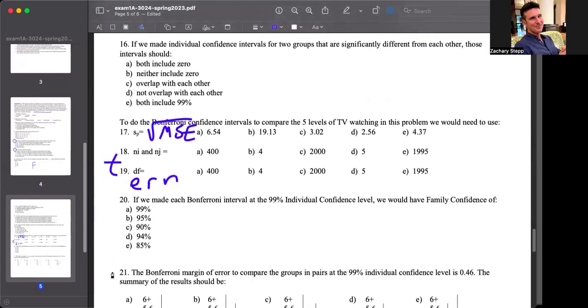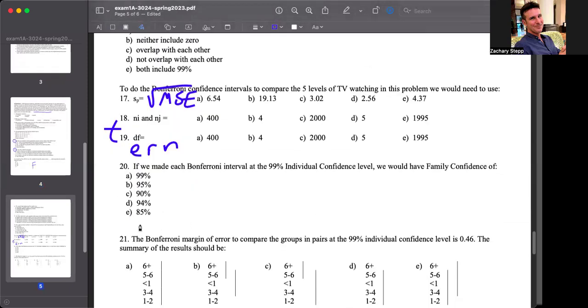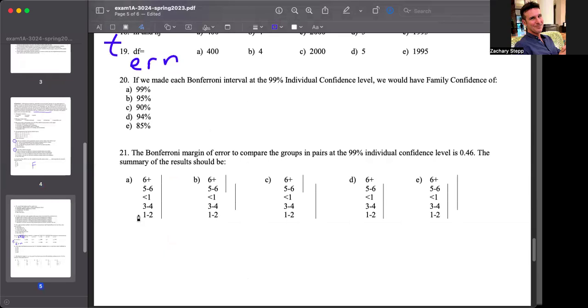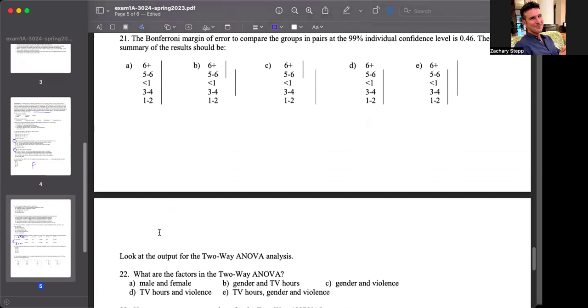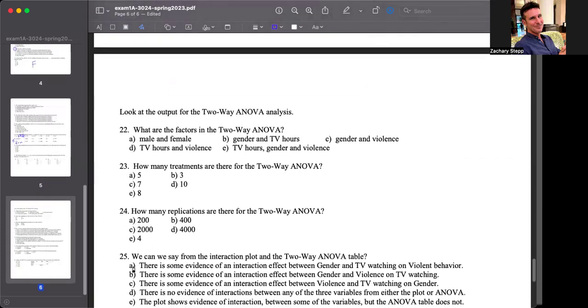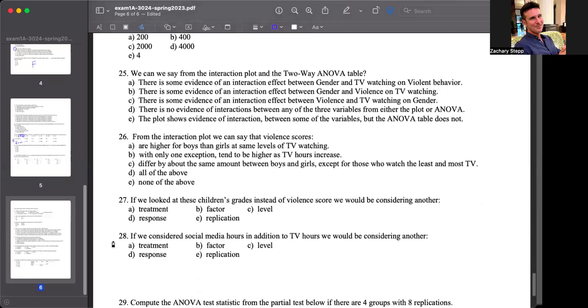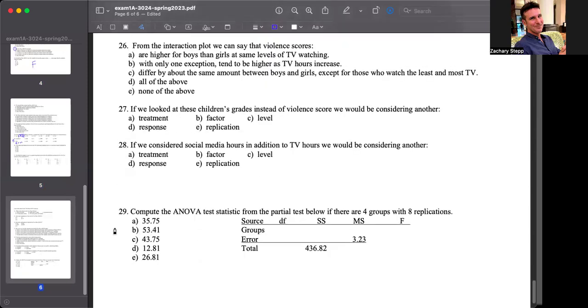16, 17, 18, 19 is fair. 20, hey, individual to family. 21 is an order means diagram. This one, they actually did it backwards. They went ahead and went from largest to smallest when you go back and look. Fair, fair, fair. I would save that for later. I would save that one for later. Fair, fair, and fill out an ANOVA table.